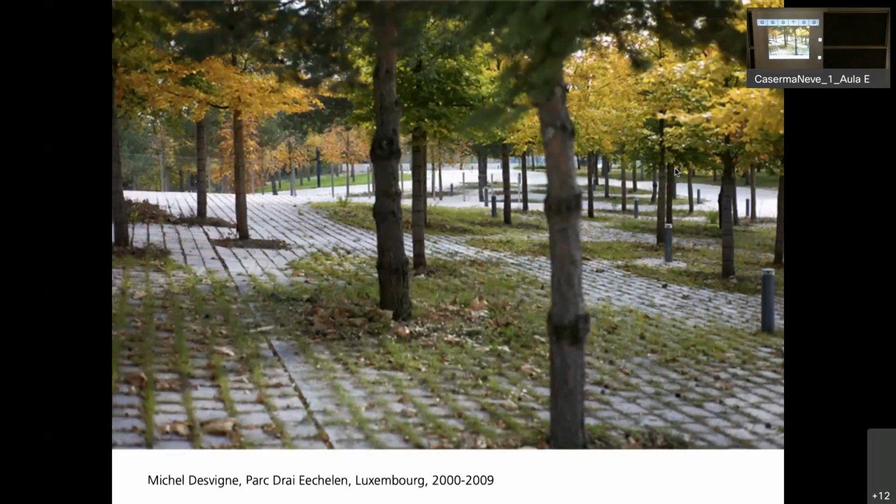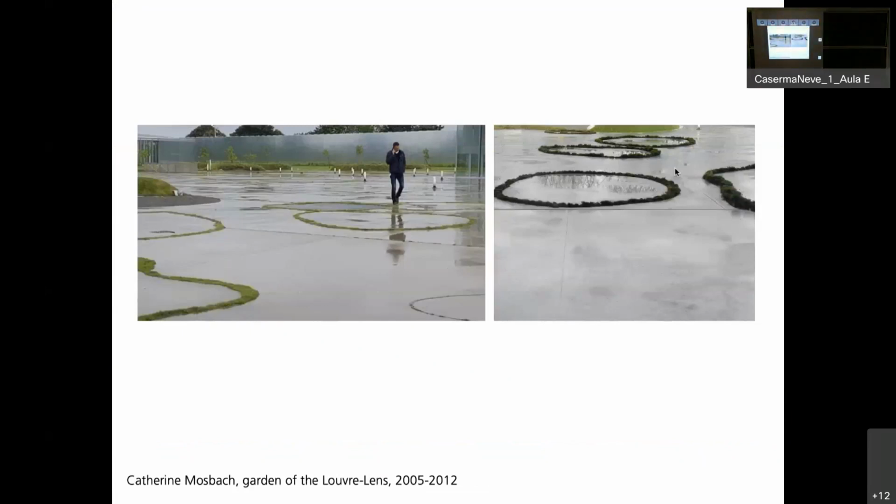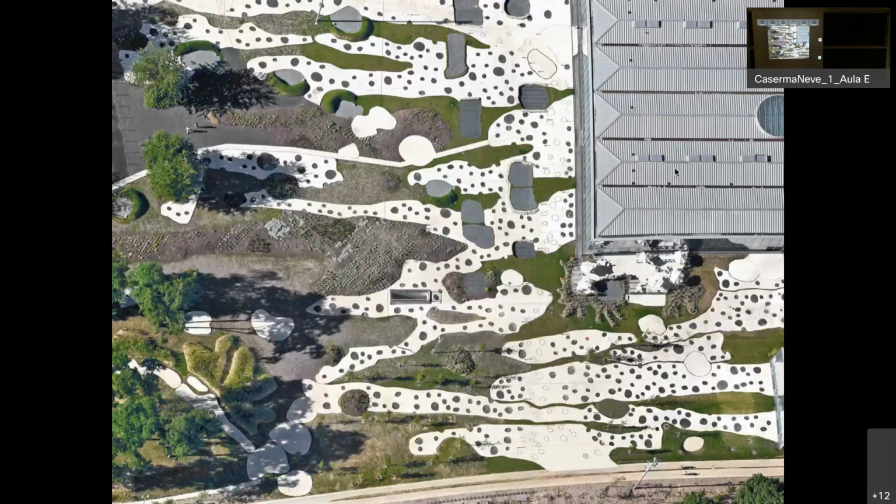And this is another project that is also in a different way playing on this principle, and this is always Michel Desvigne, but we are in Luxembourg, in the Park Dräi Eechelen. And of course Mosmark, we already saw it. So I just want to close with this, but since we already talked about this project, I just show you the images in the light of what we are mentioning now. And you can be completely able to interpret them on your own, because we commented a lot on this.